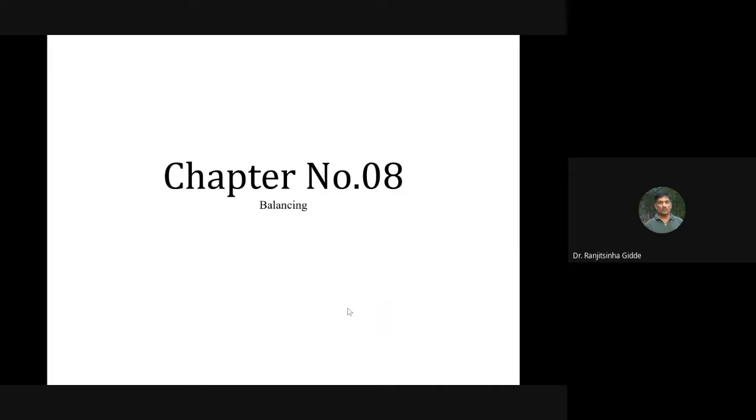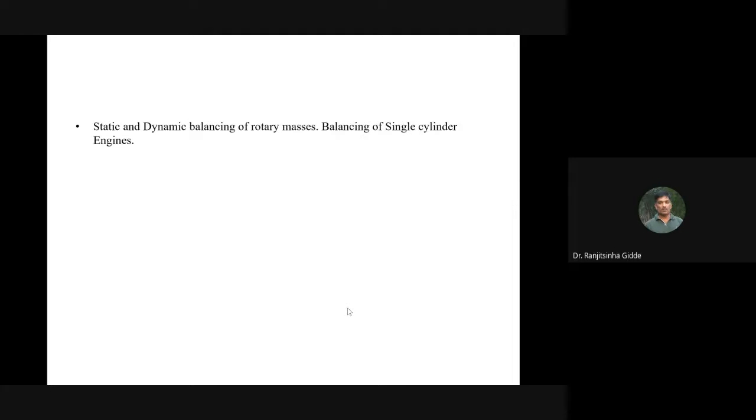Now next chapter, that is balancing. It is from the second section. Now you might have seen the automobile wheels, for which regular services are done, wheel balancing and alignment, that you might have heard. This is a short chapter: static and dynamic balancing of rotary masses and balancing of the single cylinder engine.